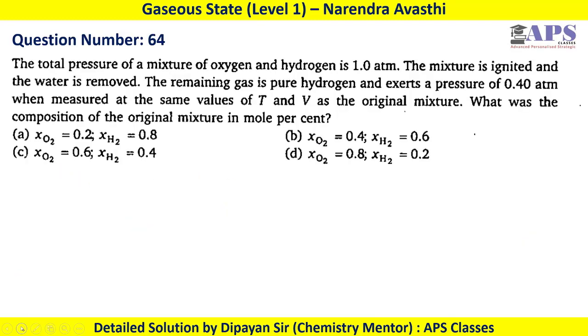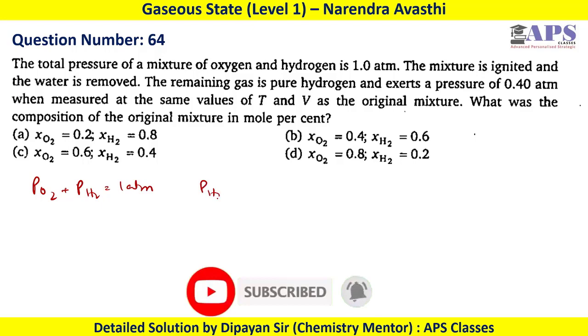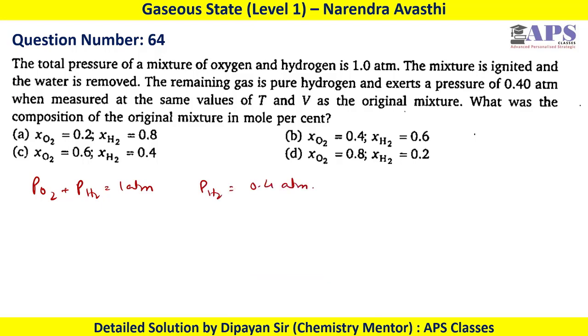In question number 64, the total pressure of a mixture of oxygen and hydrogen is 1 atm. The mixture is ignited and the water is removed. The remaining gas is pure hydrogen and exerts a pressure of 0.4 atm when measured at the same values of temperature and volume as the original mixture. Okay, so here it is clear that partial pressure of oxygen plus partial pressure of hydrogen is 1 atm. Okay, and after all the reactions, the final partial pressure of hydrogen remaining is 0.4 atm. Okay, so there is a change of pressure, which is 1 minus 0.4, that is 0.6 atm.